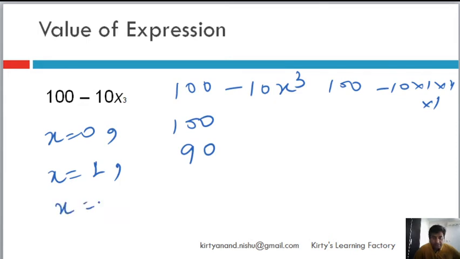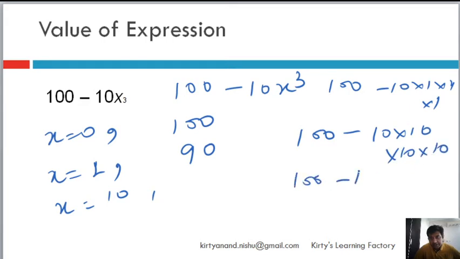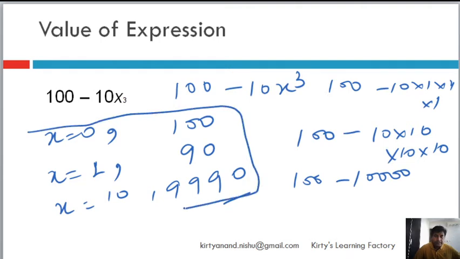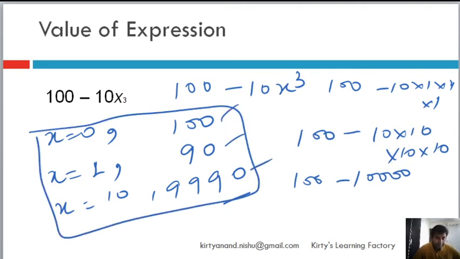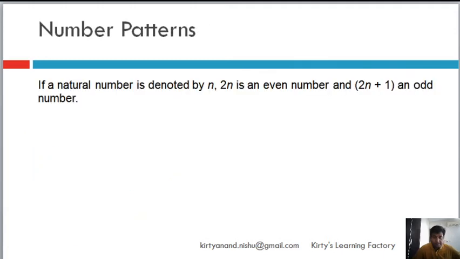If I put x equal to 10, right, its value will be 100 minus 10 into 10 into 10 into 10. So it will be 100 minus 10,000, which is 9,990. So as you can see, depending on the value of x, the value of the expression is also changing, right? And that happens for algebraic expressions.